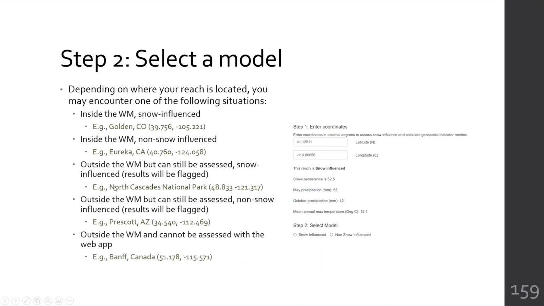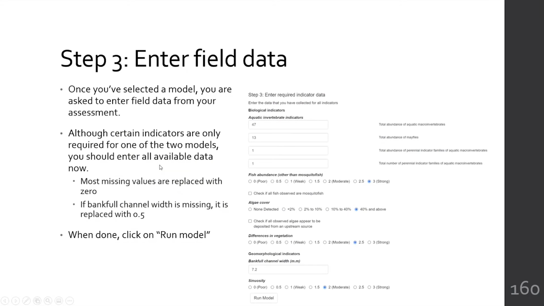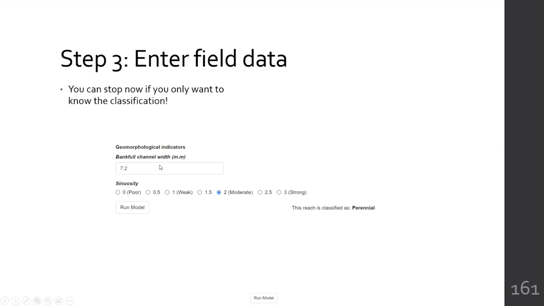Here we're walking through some examples. If you want to play around with the Shiny app, these coordinates will give you an example of what the different outputs look like. You can try something like outside the Western Mountains, but snow influenced or not snow influenced. We can't assess this site in Canada because it's outside where we have climate data.